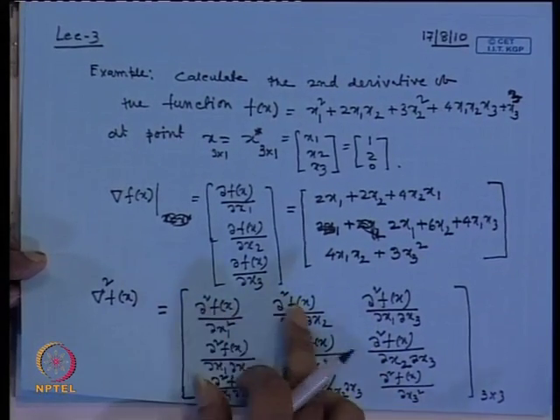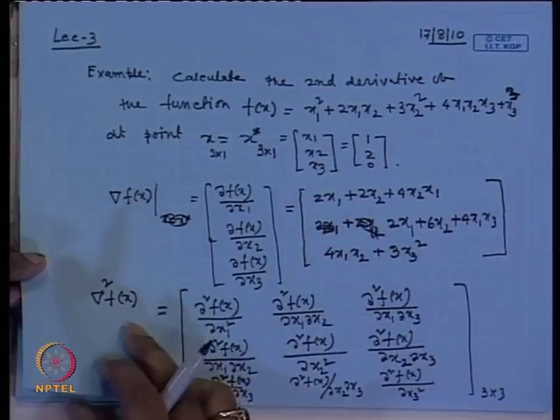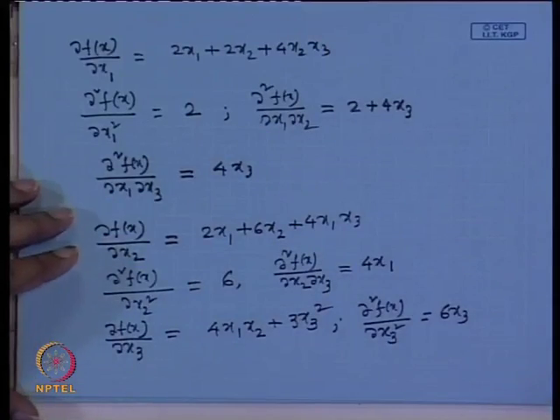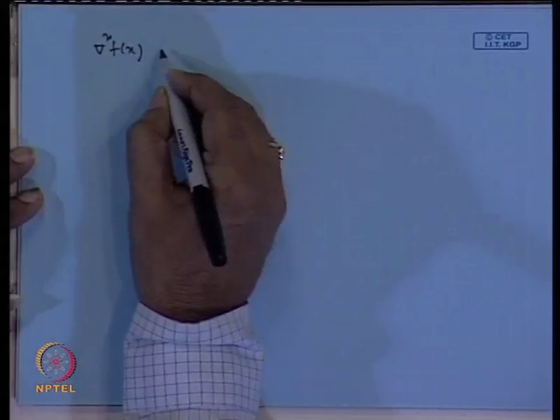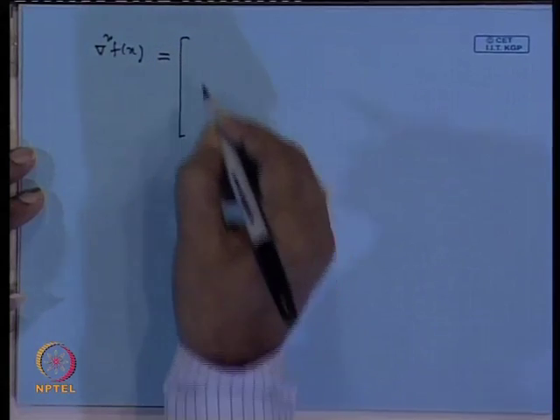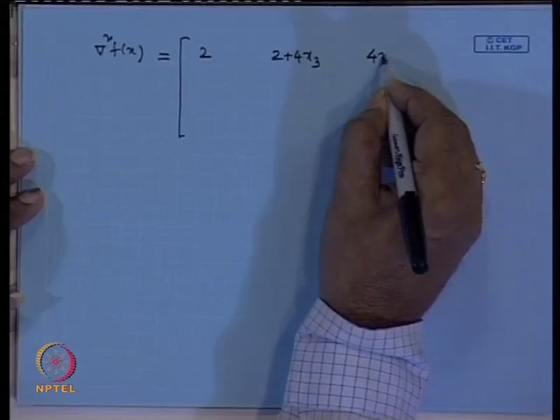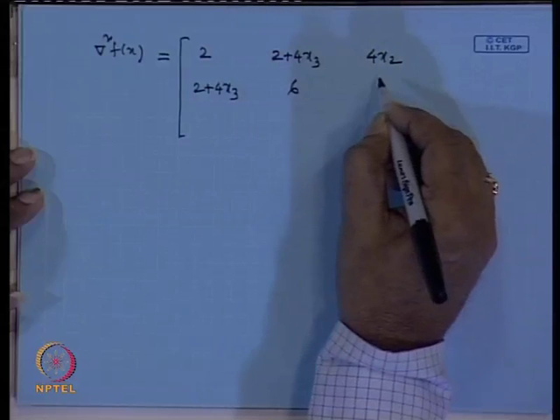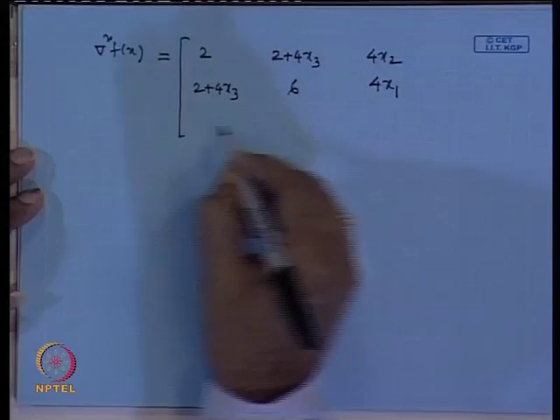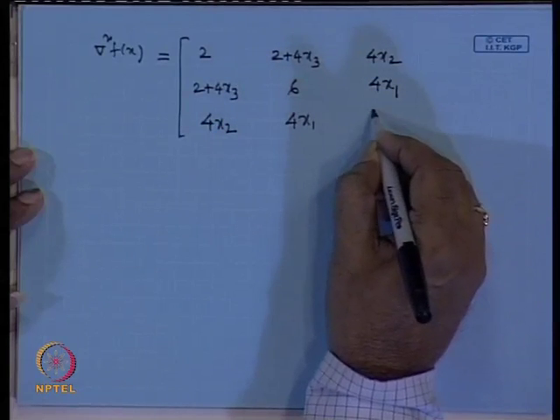So, you have already calculated these values, all the second order partial derivatives, all these elements we have calculated earlier. So, now if you put these values there, then our matrix, which we will call the Hessian matrix, del square of f of x, is coming as 2, 2 plus 4 x 3, 4 x 2; 2 plus 4 x 3, 6, 4 x 1; then 4 x 2, 4 x 1 and 6 x 3.